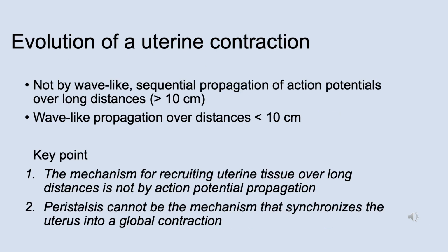We discussed that there was no long-distance action potential propagation, but there is action potential propagation over short distances, approximately 10 centimeters. And that mechanism is responsible for recruiting myometrium to participate in the contraction over those distances. The mechanism for long-distance signaling we'll get to later, and as an advance on that, it's called mechanotransduction. But all of this means that peristalsis cannot be the mechanism of uterine signaling.